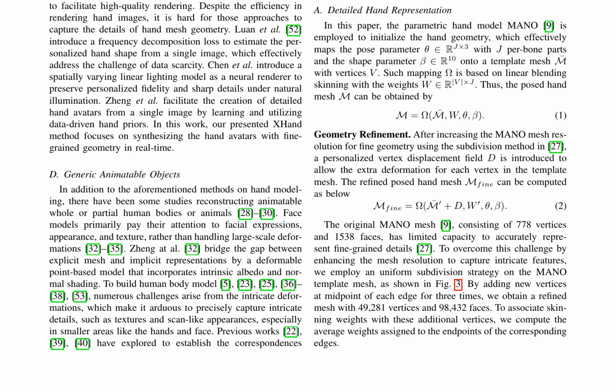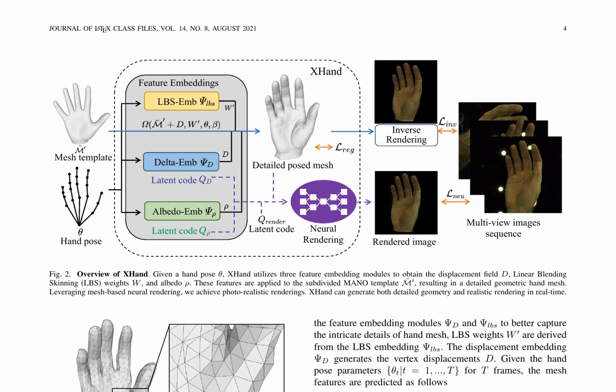The feature embedding modules, Psi-D and Psi-LBS, are designed to capture the intricate details of hand mesh and LBS weights. These modules rely on the average features of hand mesh and compute offsets of features in different poses. The feature embedding module extracts mesh features Fm as a function of the pose theta t and the average vertex features of hand mesh Fm. The embedding function psi combines a pose decoder with multilayer perceptrons, MLPs, to project the pose theta t and latent code q onto the implicit space.